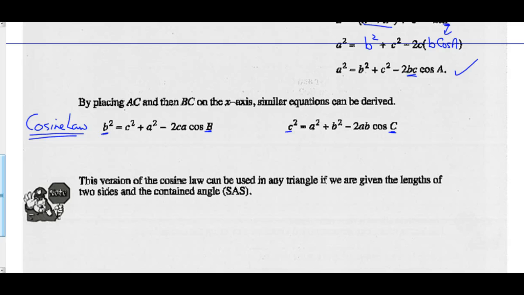Note, this version of the cosine law can be used in any triangle if we're given the lengths of two sides and the contained angle. All right? So anytime we're given two sides and the contained angle, we're going to use this version of the cosine law.